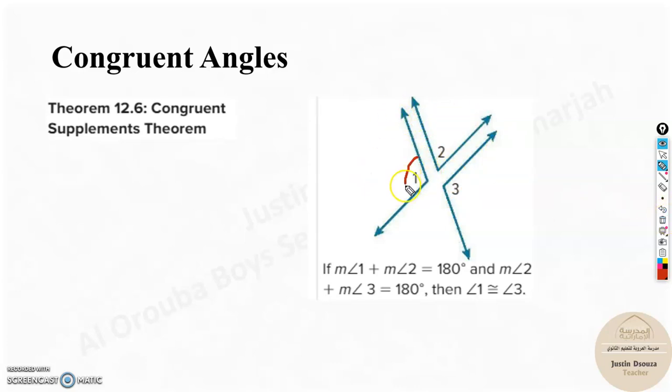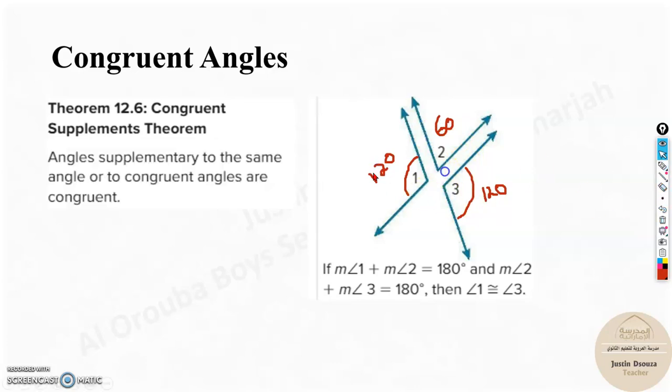Okay, let me change it. This looks around 120 and this looks around 60 degrees. Now it's more accurate. So now this adds up to 180, and they have told us 2 and 3 also will make 180. So now 180 minus 60 will give you 120, isn't it? So this has to be equal with 1. How do we find 3? It will be 180 minus 60, so these both will be the same thing. So this is the thing about angles supplementary to the same angle or congruent angles are congruent. This is what it means.